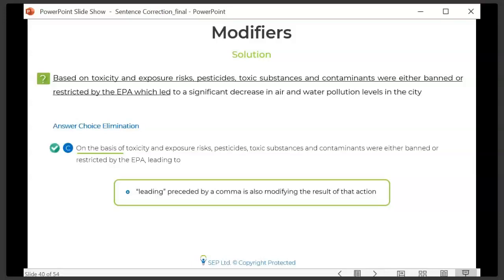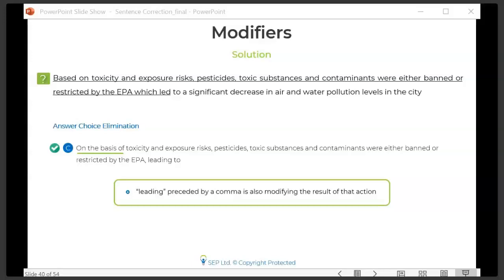Now, let me just end this poll. Have all of you understood? One second, guys. Have all of you understood why choice C is correct? Those of you especially who had not marked choice C as the correct answer choice, are you clear why choice C is correct?